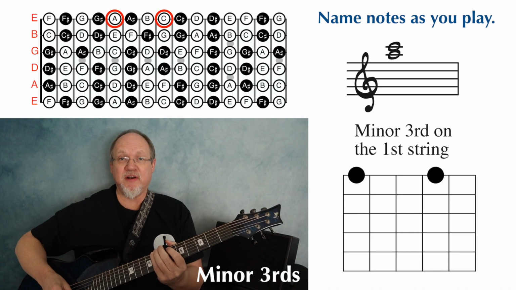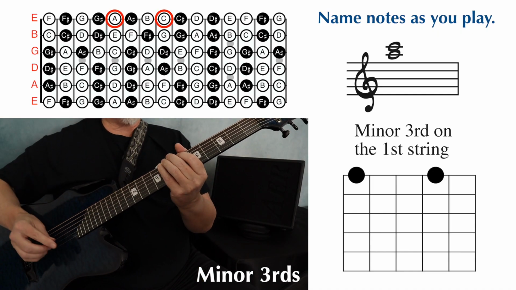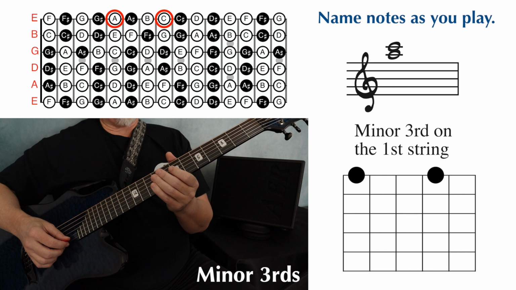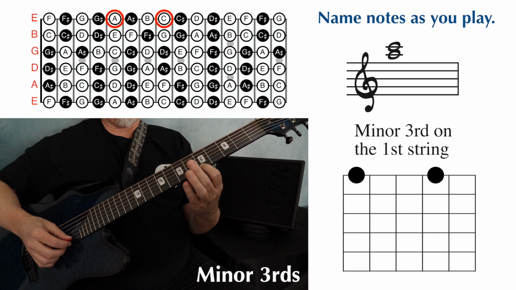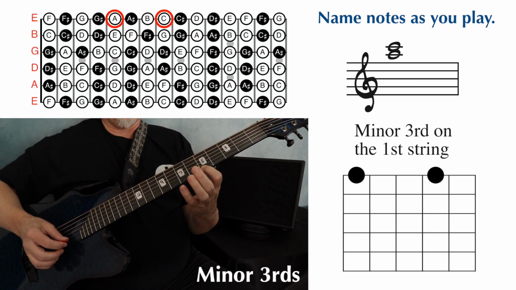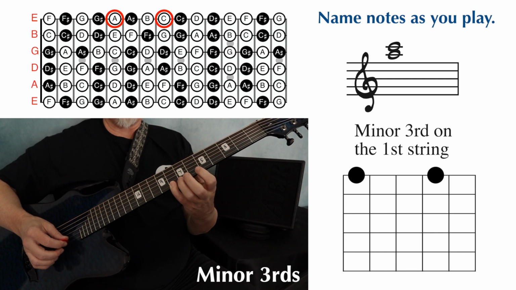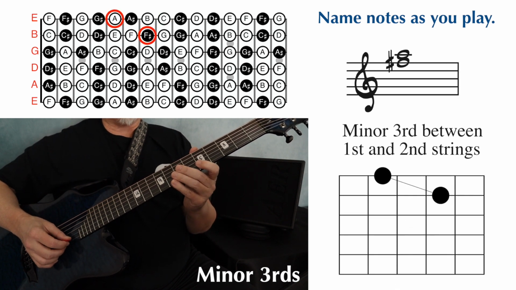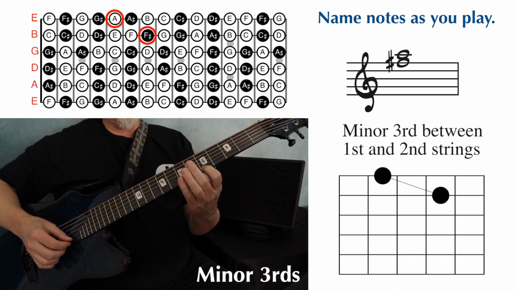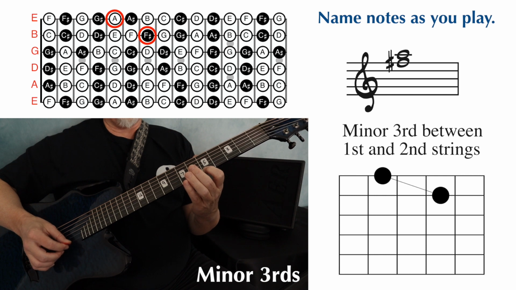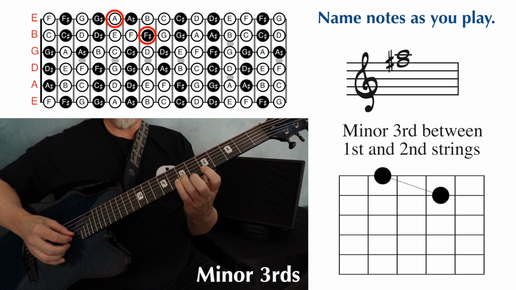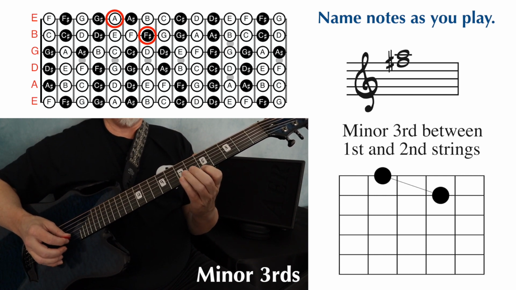Let's take a look at the minor thirds. If you're playing a minor third on one string only, it's going to be 3 frets distance. So here's an A and a C, 3 frets away on the first string. A, C. A minor third between strings 1 and 2 is going to be 2 frets distance. So here's an A, minor third down is an F sharp. A, F sharp.